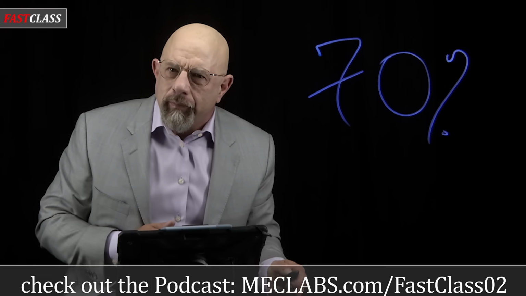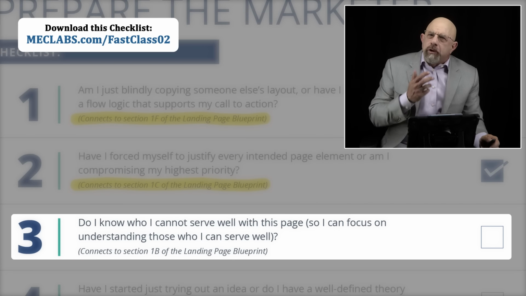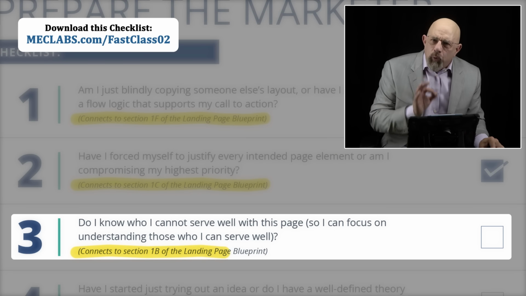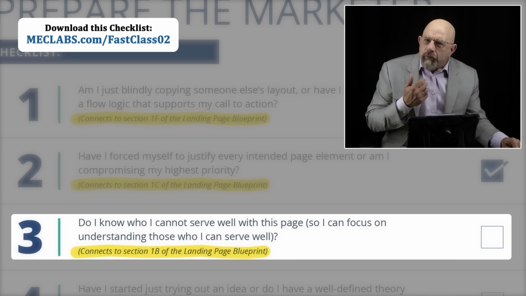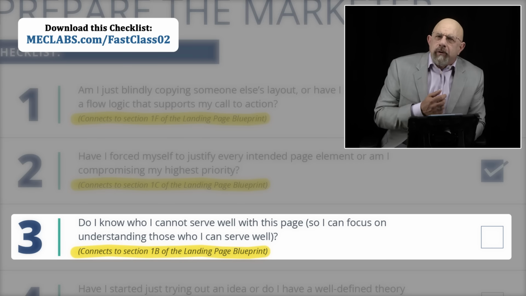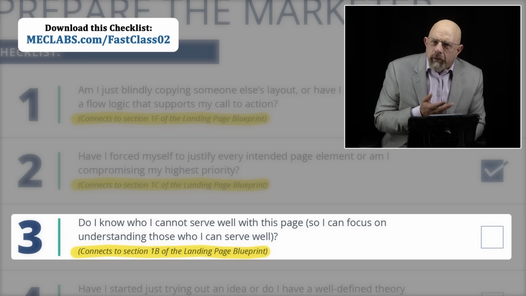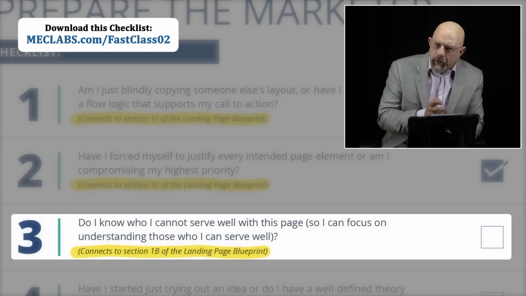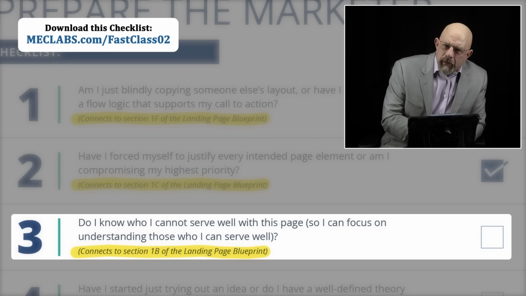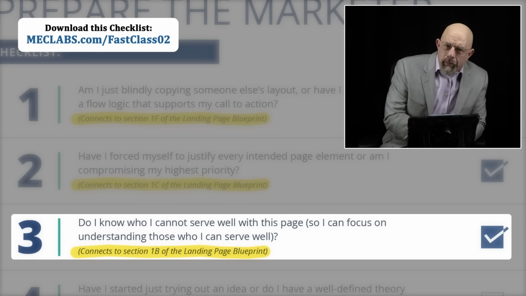But let's keep going. Number three, do I know who I cannot serve well with this page, so I can focus on understanding those who I can serve well? This is vital. You can't even begin to craft your value proposition until you have discovered who you serve best. Again, more on this in the upcoming podcast.